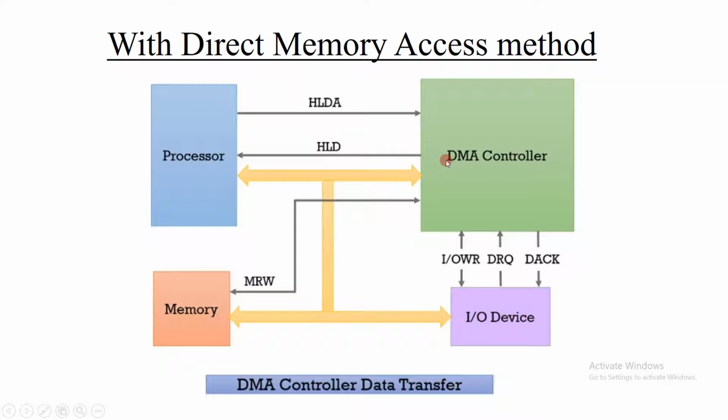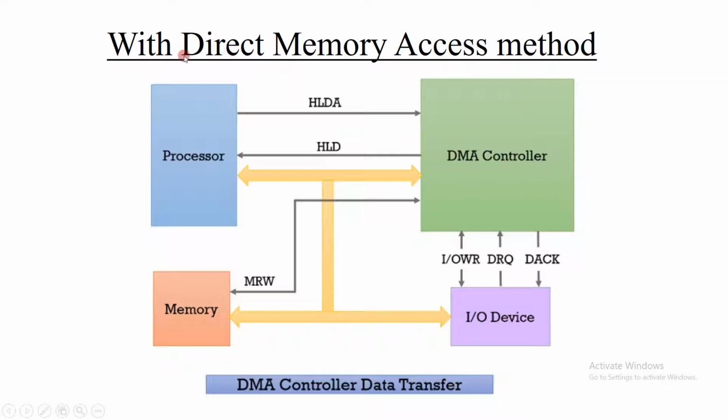System bus, you know, there are three types of buses in 8085. One is the data bus, second is the address bus, third is the control bus. These three together form the system bus. So the DMA controller will tell the processor that it wants to use the system bus. Then the processor will send the hold acknowledgement to the DMA controller. It will tell the DMA controller that it has released the system bus, and you can do your task further.